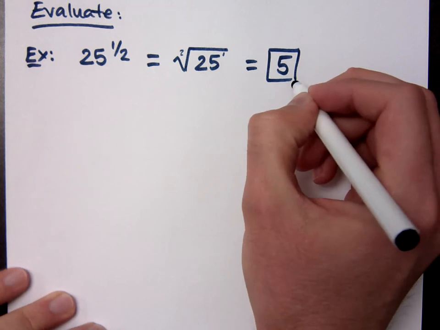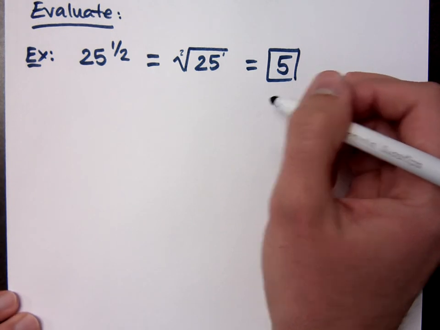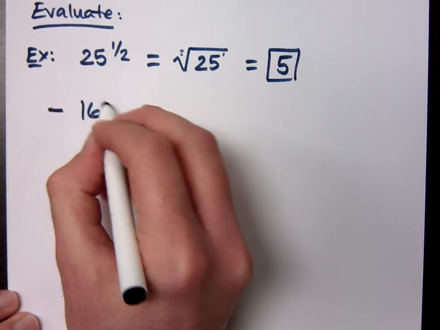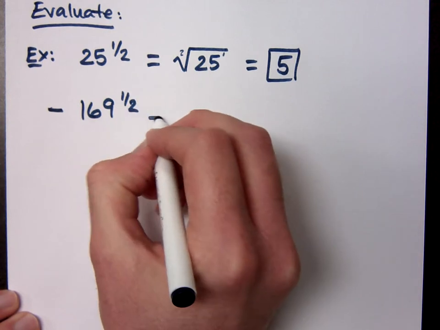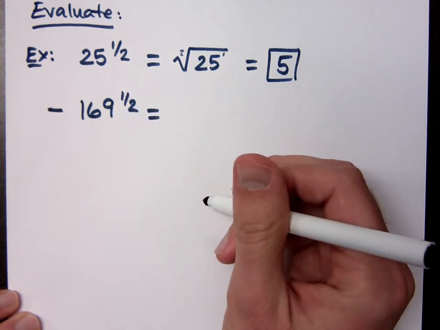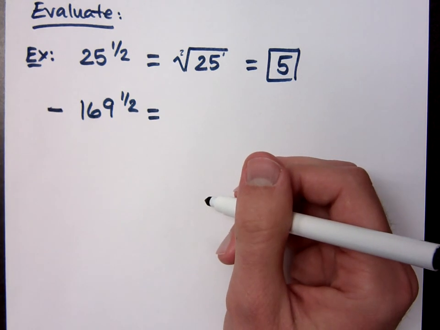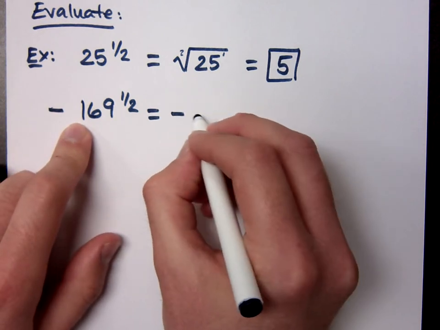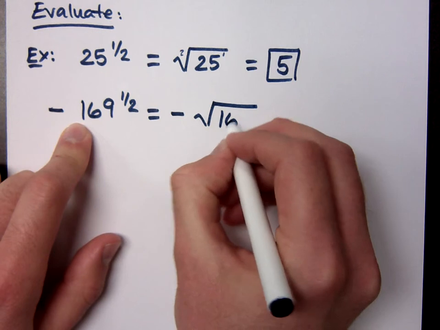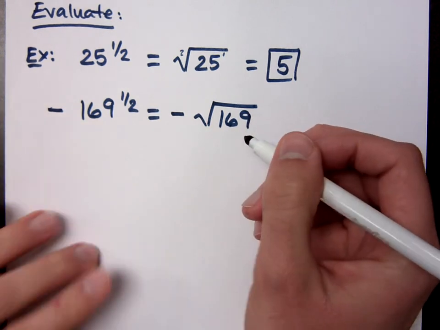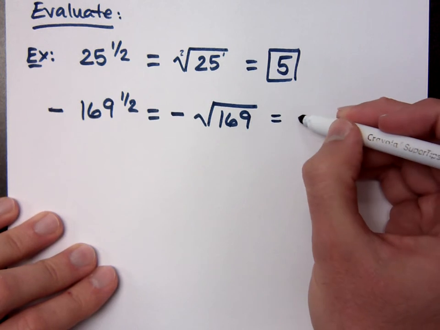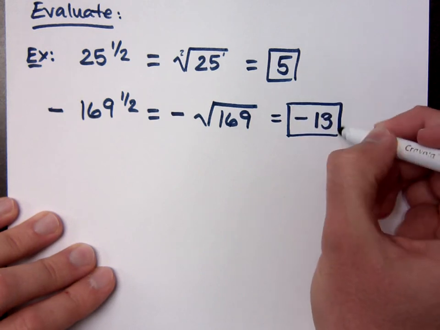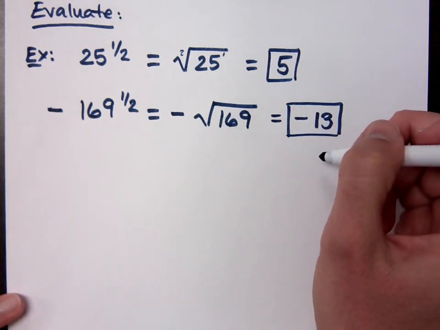That was easy. What if I have negative 169 to the 1/2? That's the square root of 169 with a negative. Now, notice the power's on the 169, so the negative is outside. You have to know order of operations. So what do we get here? The square root of 169 is 13, so you get negative 13. It's understood that the negative is on the outside.